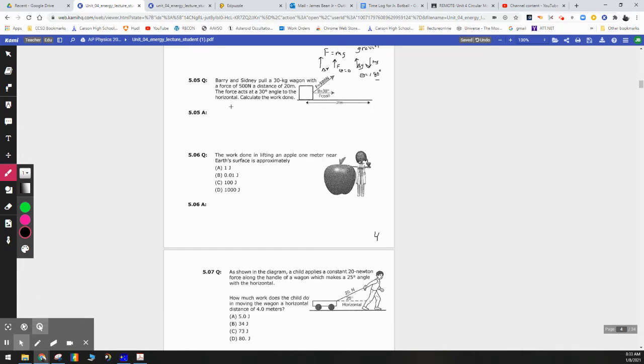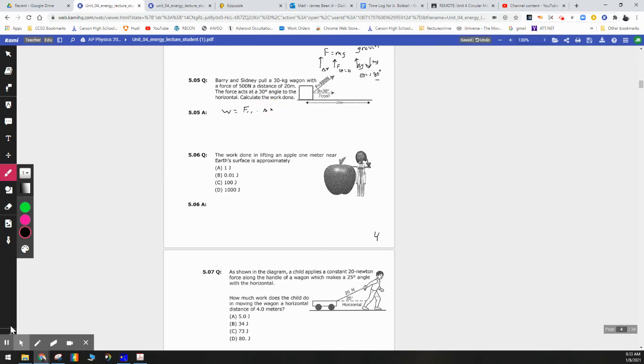Okay, 5.5. Barry and Sydney pull a 30-kilogram wagon with a force of 500 newtons. There's the applied force, here's the parallel component, acting at a 30-degree angle to the horizontal. Calculate the work done. Okay, we should be able to do this, right? So we want the parallel component of the force times delta x. Everything here is needed, so go ahead and give that a shot.